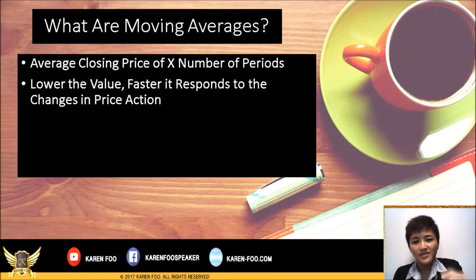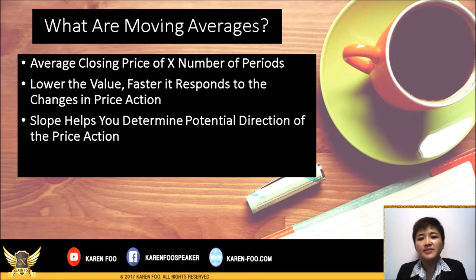And also, the lower the moving average value, you realize that it is more volatile as compared to a moving average with a higher value. So let's say if you look at a 200 SMA, it looks more smooth as compared to, let's say, a 5 SMA. So one thing about moving averages is that the slope can help you determine the potential direction of the price action. Later I'm going to share with you what this really means, and what the slope has to do with where the price is going.